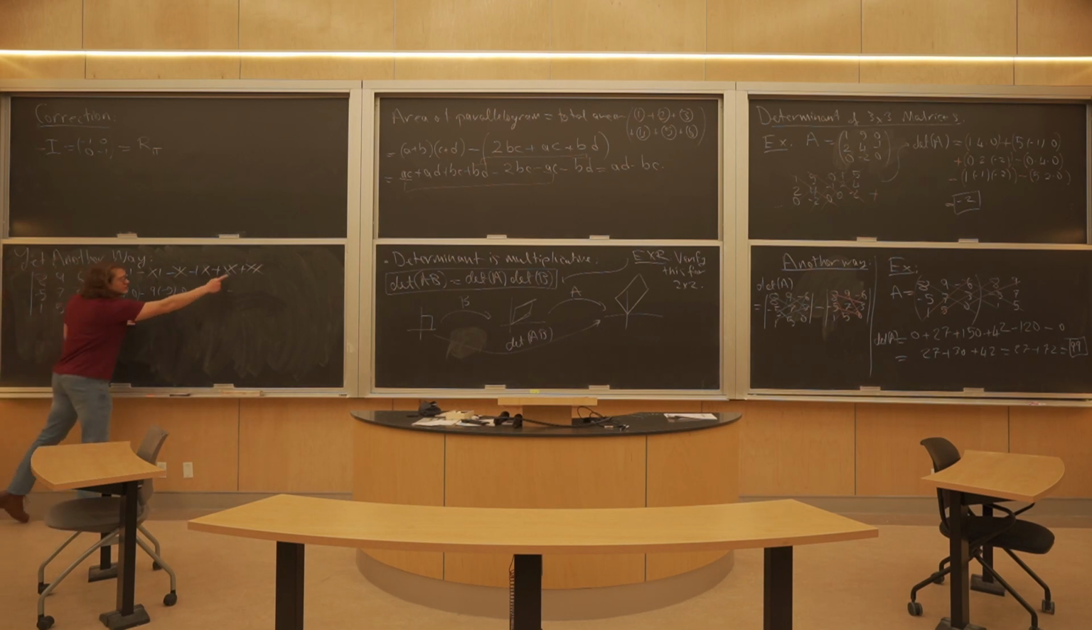So for instance, this corresponds to multiplying 1, 2, which is this, 2, 3, which is this, and then 3, 1, which is this.